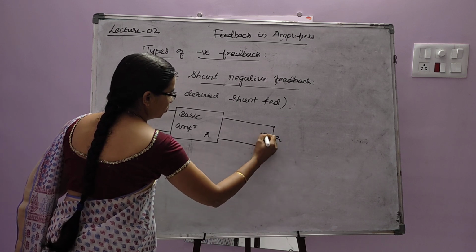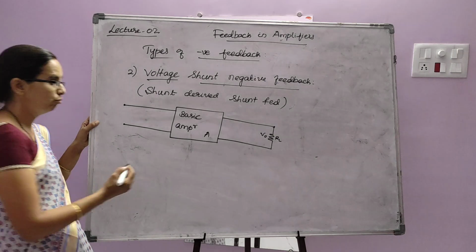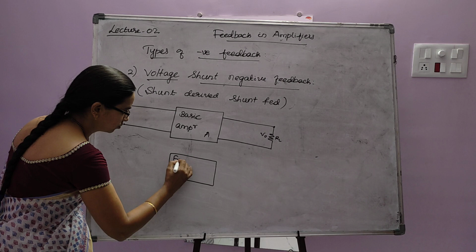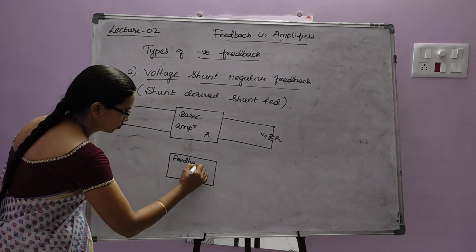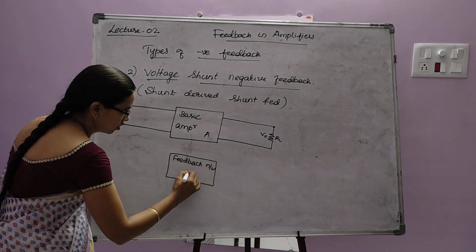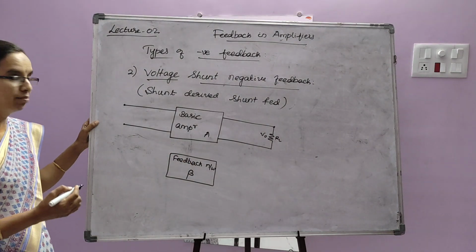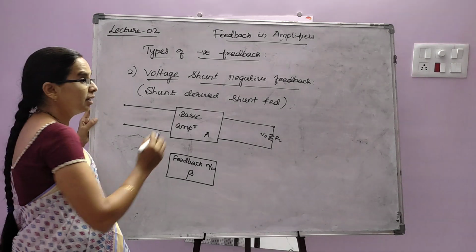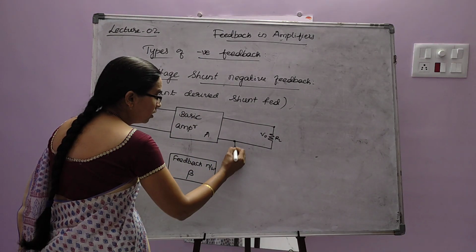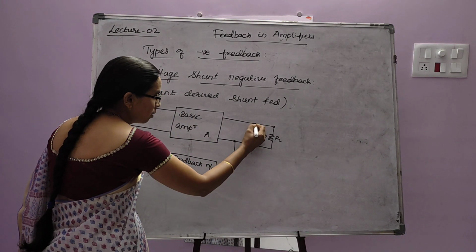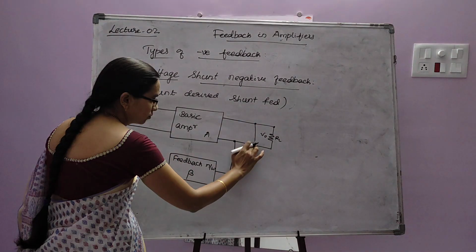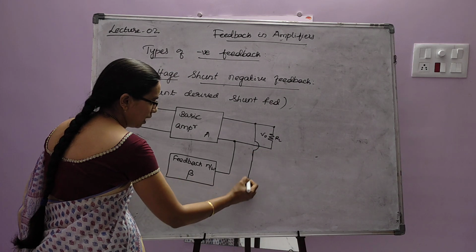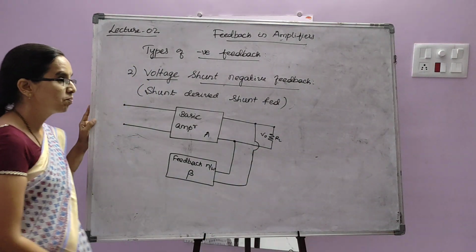RL, the voltage output will be V0, and this is the feedback network. Beta is the feedback fraction. So it is voltage shunt negative feedback. Here again we are taking the output voltage as a sample. There is no connection here. It is parallel connection or shunt connection.